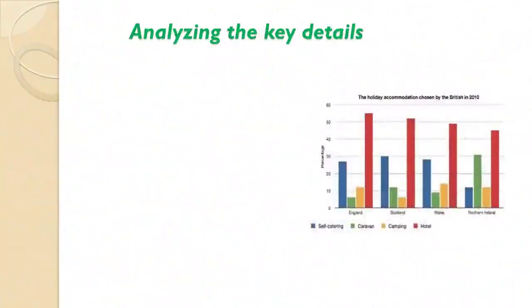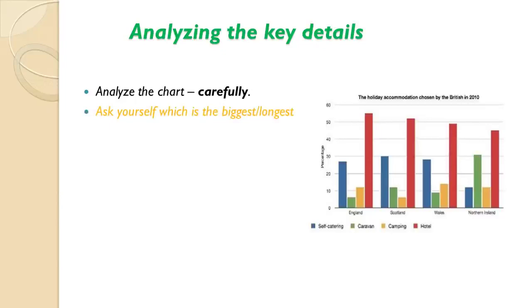First, you need to analyze the key details. Number one, analyze the chart carefully. Ask yourself which is the biggest and longest. We find the red one is the biggest, that is hotel. Which one is the smallest? The green one and the yellow one is the smallest. Exceptionally, in the case of Northern Ireland, that is the second most popular. Think color and length.